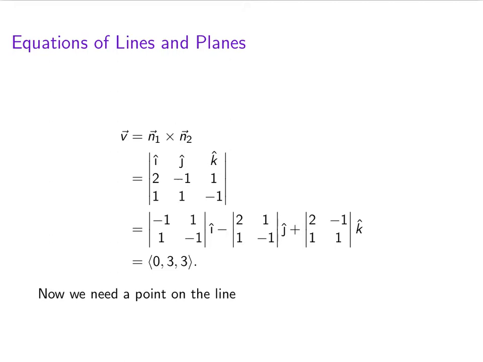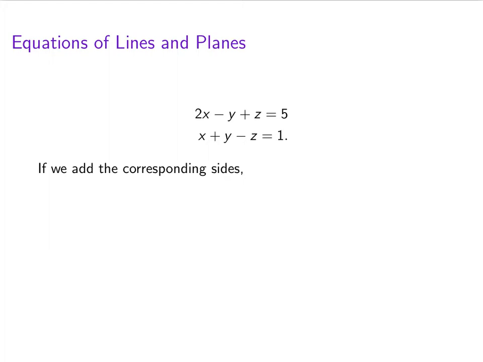All right, now we need a point on the line. Any point. So what we're going to do is take our two equations of the planes and try to solve them, sort of as simultaneous equations. All right, what we have is a system of two equations and three unknowns. Let's see if we can work with this.